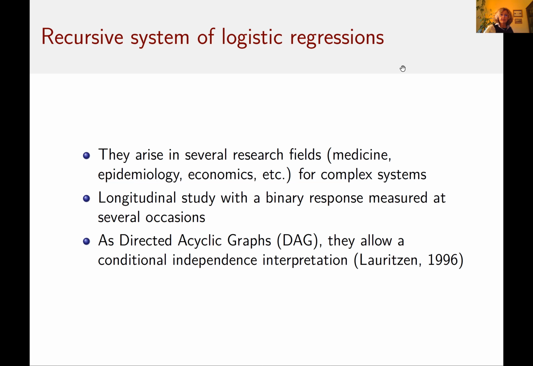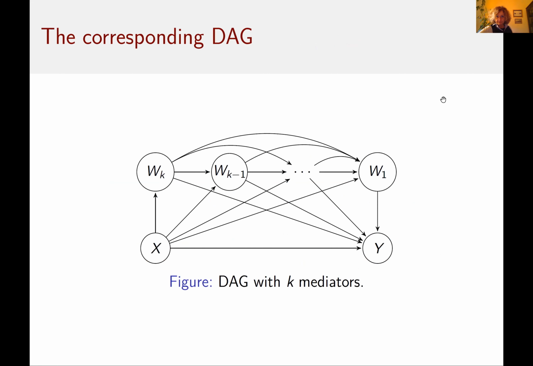They may also arise as a longitudinal study with a binary response, which is measured at several occasions. I represent them as a directed acyclic graph, and as such, they allow a conditional independence interpretation. So this is the most complicated directed acyclic graph that you may think of, where we have k mediators. X is our treatment variable, maybe the variable we want to focus on, and Y is also the outcome we want to focus on.